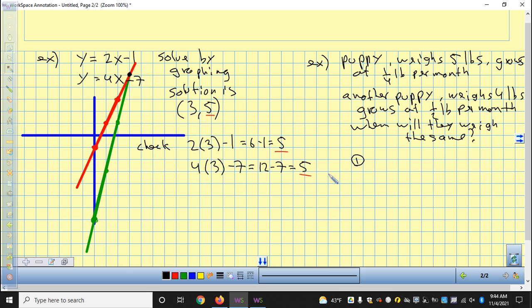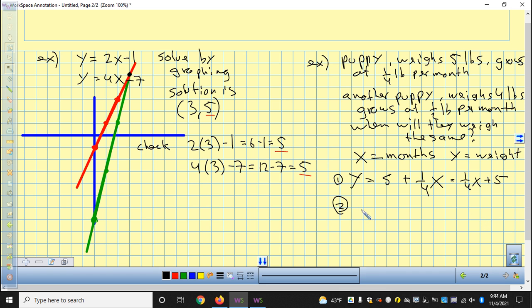So for puppy 1, let me erase this. I'm going to say x equals months and y equals the weight. So the puppy's weight for the first puppy is going to be 5 pounds plus the amount it grows, 1/4 times x. 1/4 pound times every month that it grows. And I could write that in a more usual way, 1/4 x plus 5.